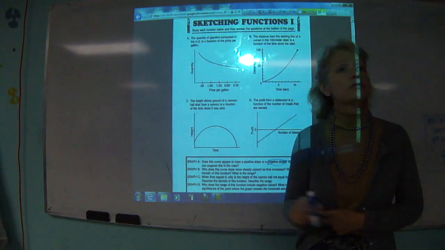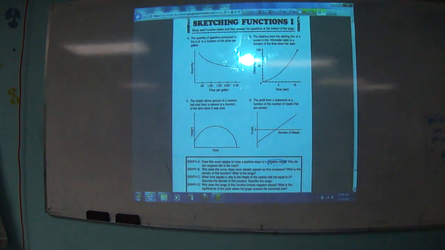Why do you suppose this is the case? Because they're getting less money. Because it's more expensive and people buy less. They change their habits based on how much it costs to drive. Okay? And that's true.